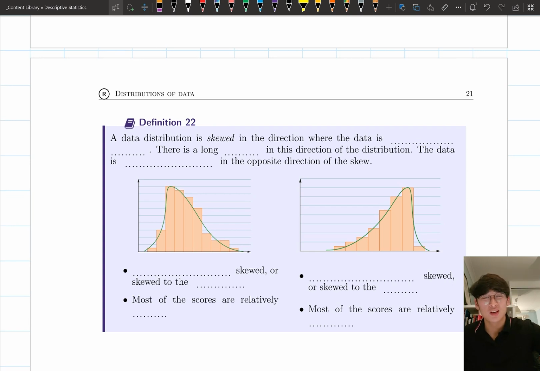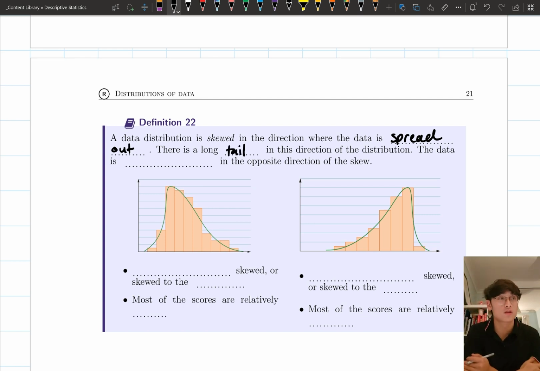Okay, flipping over the page, we've got a few more definitions that we want to talk about before we move on. This next part is talking about skew. Now, skew is a really important concept to understand. A data distribution is skewed in the direction where the data is spread out. There is a long tail in this direction of the distribution. If you have a look at these two, the data is clustered at the opposite end. So let me just put here, clustered in the opposite direction of the skew.